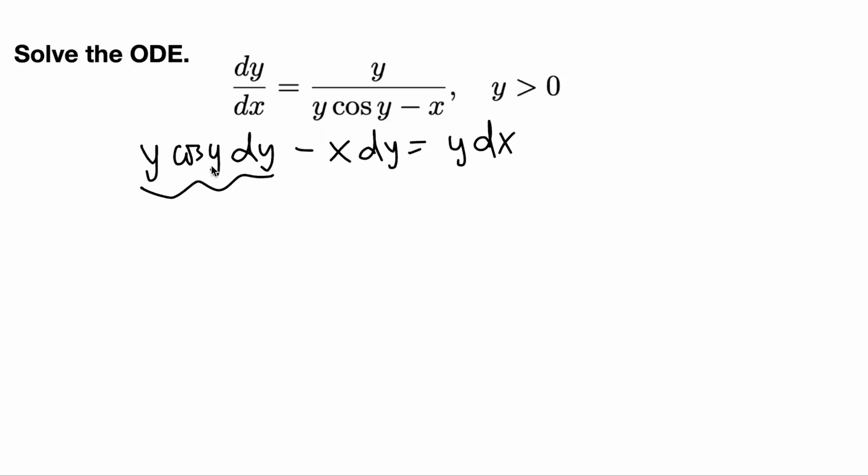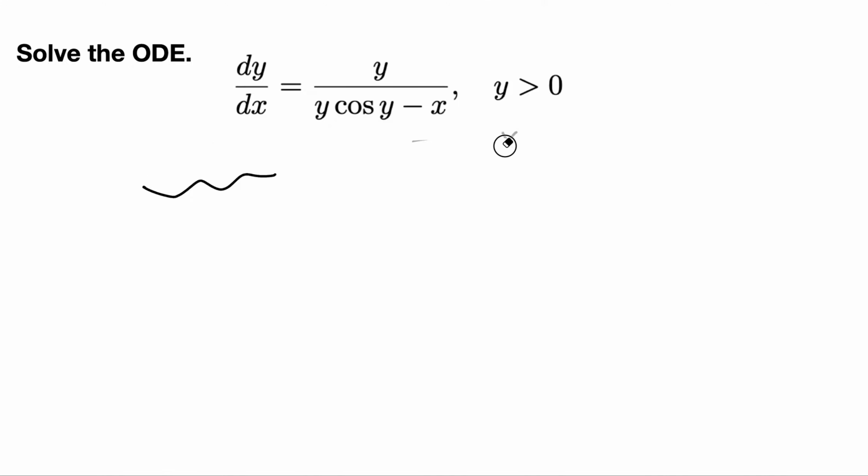Okay, I mean this part is fine because y times cosine y is the function of y dy, but we are in trouble here. For dy we have to have a function of y. For dx we have to have a function of x. That's not the case. So this is not separable. We cannot do it this way.